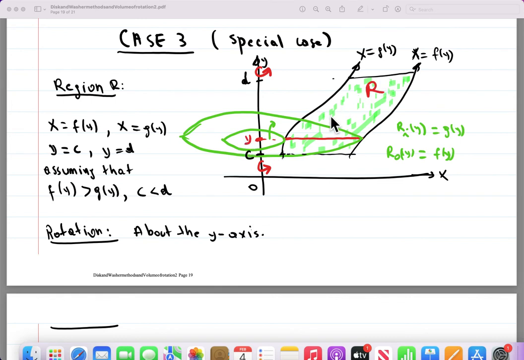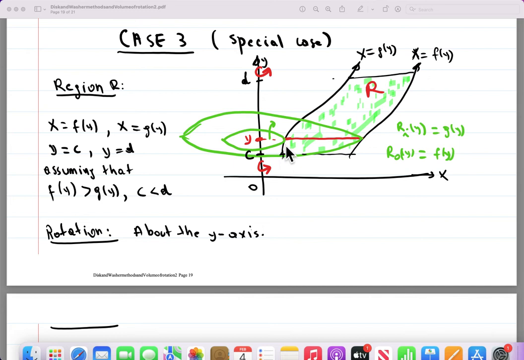When you look at this region, it is bounded below by y equals c and above by y equals d. These are our limits of integration. We're going to integrate from c to d.